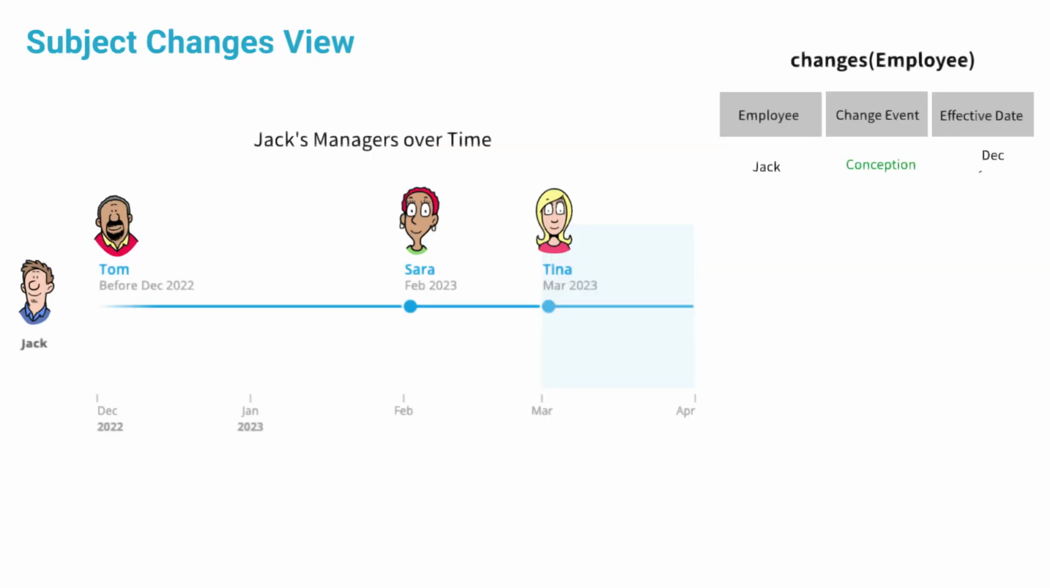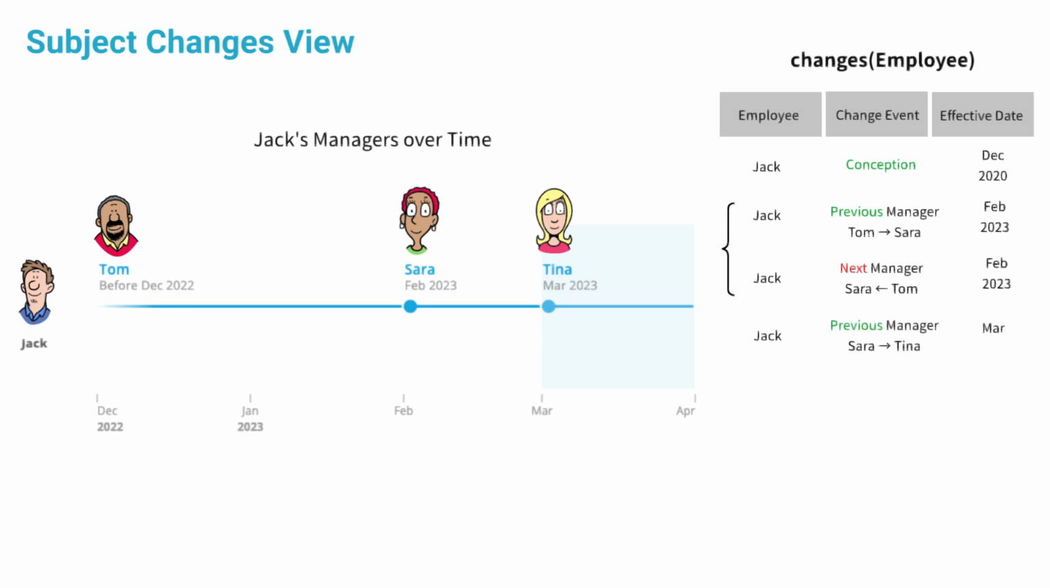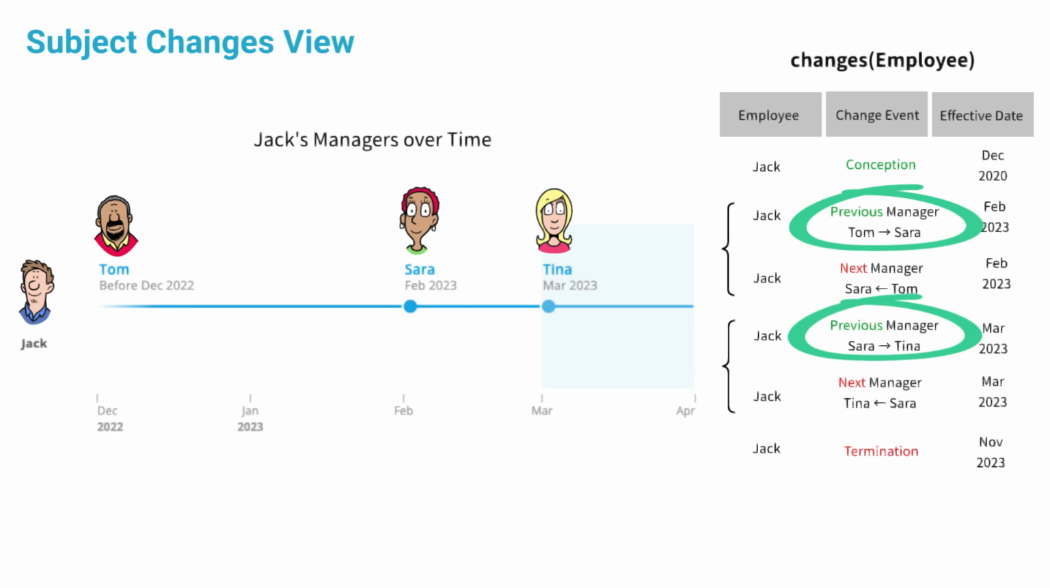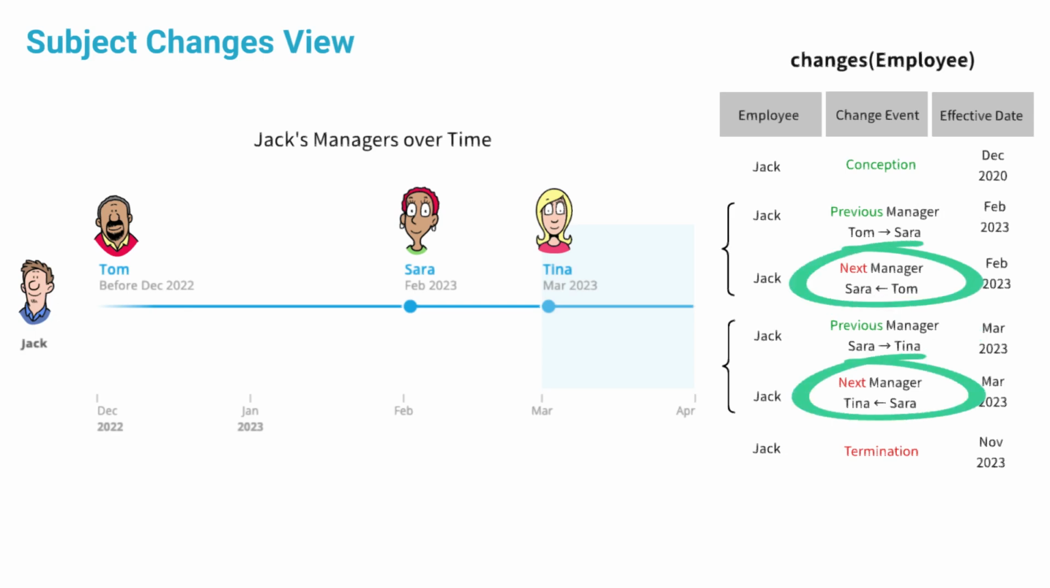Imagine Jack, who started in December 2020, reporting to Tom. When Tom left the company, Jack's manager changed to Sarah in February 2023. Later that year, in March, his manager changed to Tina. Finally, after a few months, Jack decided to leave the company in November. The changes of subject transformation captures all these changes in an event-like view, creating two events for each state change. One event captures the value of an attribute before the change. The other event captures the value after the change.